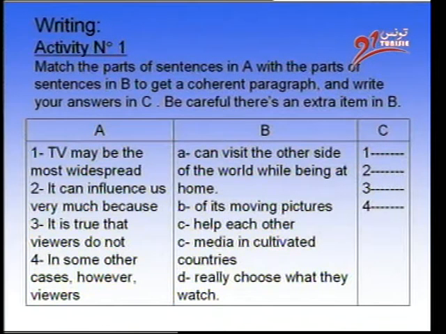In some other cases, however, viewers can visit the other side of the world while being at home. Yes, can is a modal and it fits here as the second part of the sentence. So in some other cases, however, viewers can visit the other side of the world while being at home. Now let's look at the answer and read our complete paragraph.